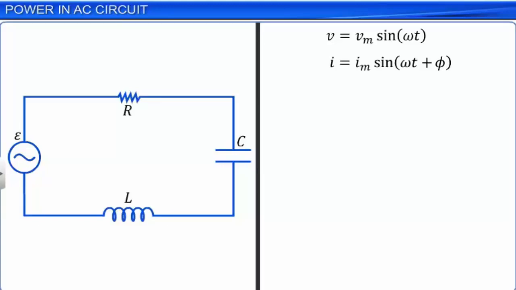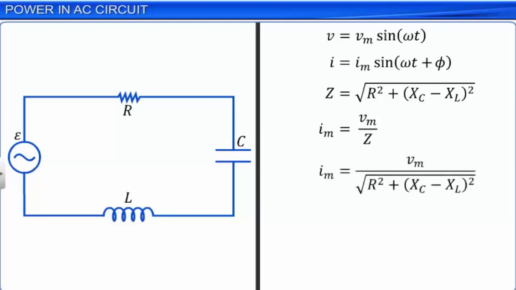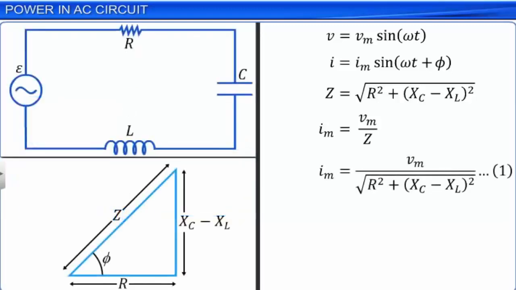We know that in an LCR AC circuit, impedance Z is equal to square root of R square plus (XC minus XL) square, and Im is equal to Vm by Z. Here, XC is the capacitive reactance and XL is the inductive reactance of the circuit. Substituting the value of Z, we get Im as in equation 1. From the impedance diagram of an LCR circuit, tan phi is equal to (XC minus XL) by R. Let this be equation 2. And cos phi is equal to R by Z. Let this be equation 3.